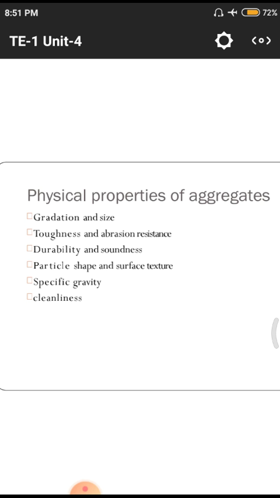Next one, cleanliness. Cleanliness means that while we are observing a particular aggregate, there should be no dust on the surface of the aggregate. If there is dust, automatically there may be a huge amount of organic matter or inorganic matter, whatever it may be. Due to those, some quantity of erosion or other decay of roads takes place.